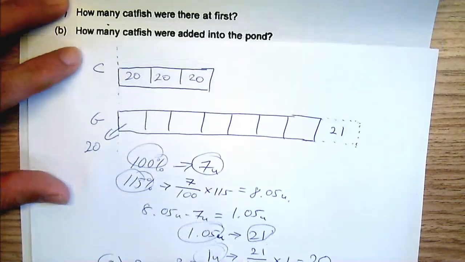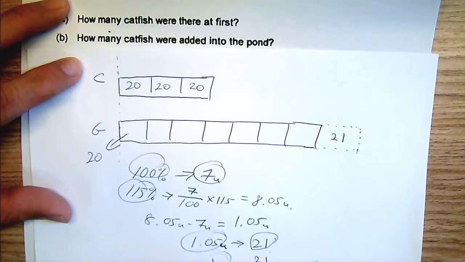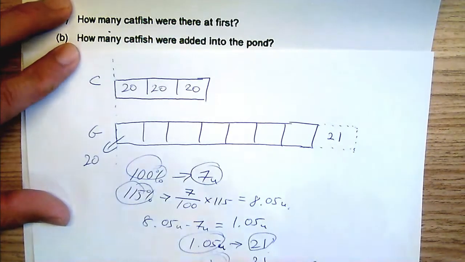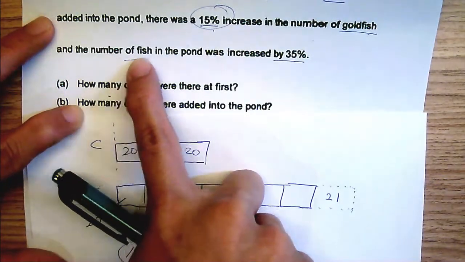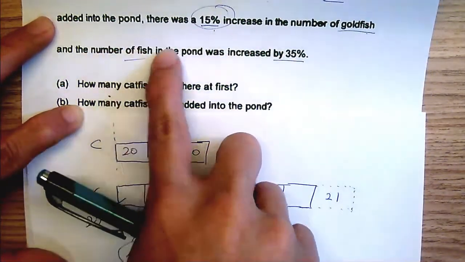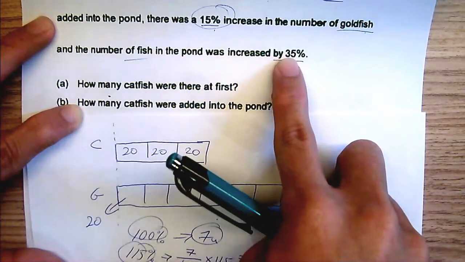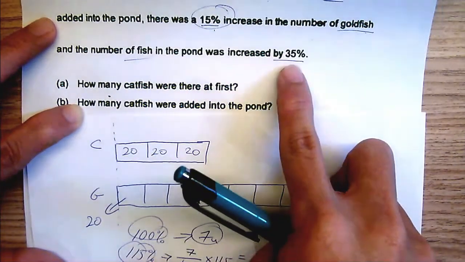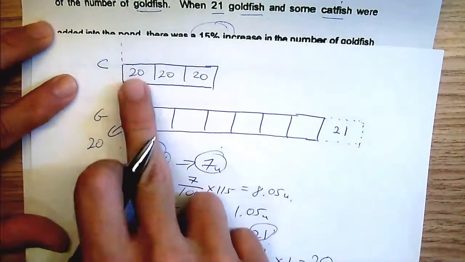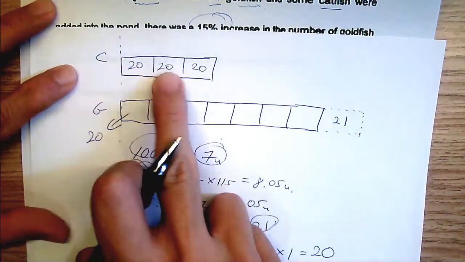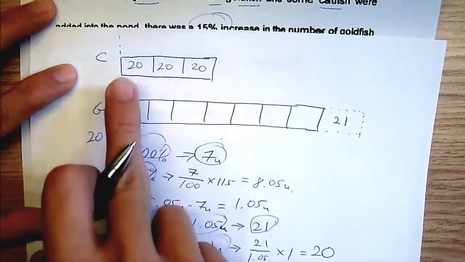Okay, now moving on to part B, they say how many catfish were added to the pond. Now, to find out how many catfish were added to the pond, we have to use this information. Because they said the number of fish in total was increased by 35%. Can we find the original number of fish in the pond first? Originally, we have how many units? Catfish, we have 3 units. Goldfish, we have 7 units. We know that each unit is 20.